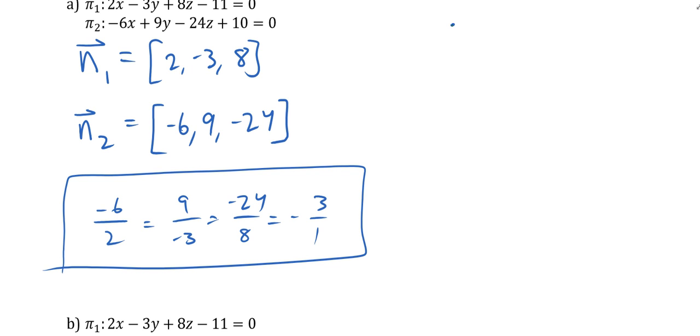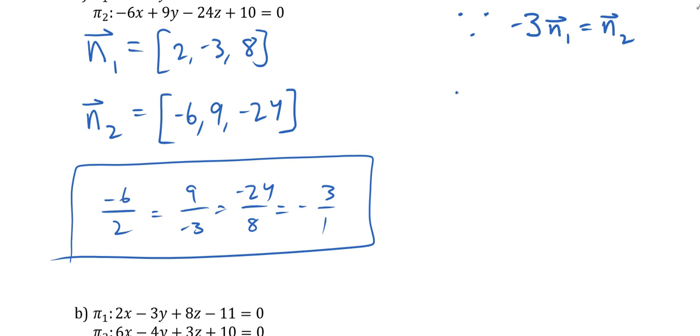But what I'm actually going to say is, since -3 times n1 equals n2, therefore, what does that mean? The vectors are collinear. They do happen to be pointing in opposite directions. Yep. What conclusion can we draw? How does this help us answer the question?